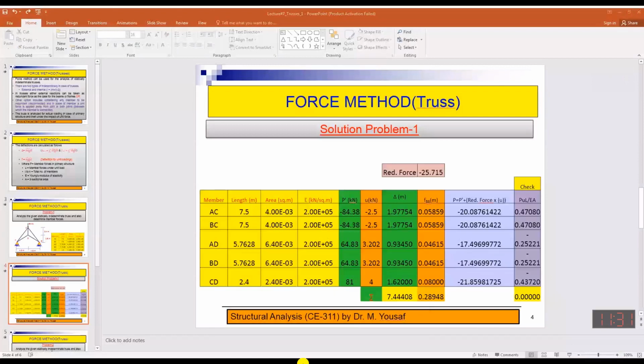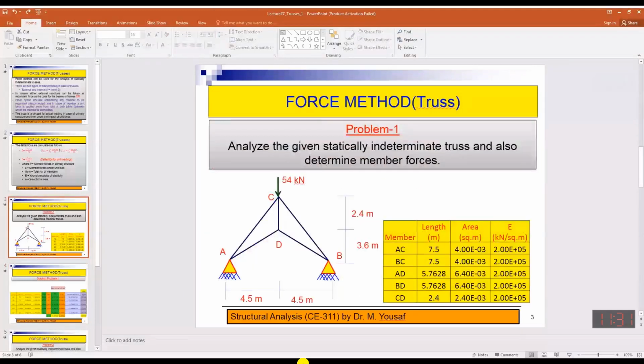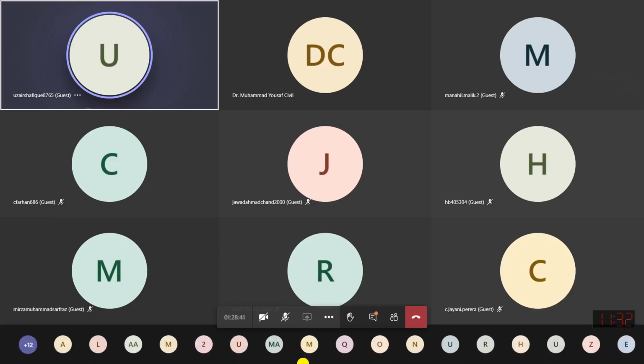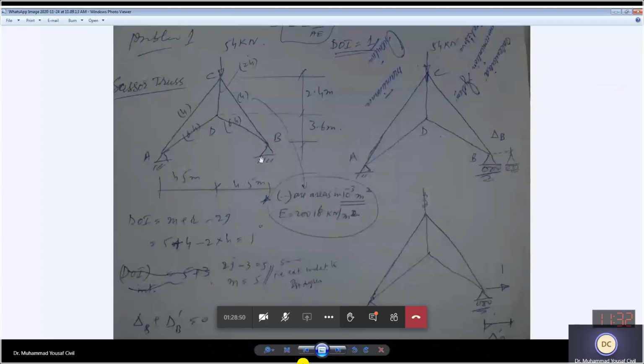This is 25.715. ठीक है, 15 या 18. Okay. Now you need to calculate the actual forces. Now you have calculated B dash without including horizontal force HB. Now you need to add it.